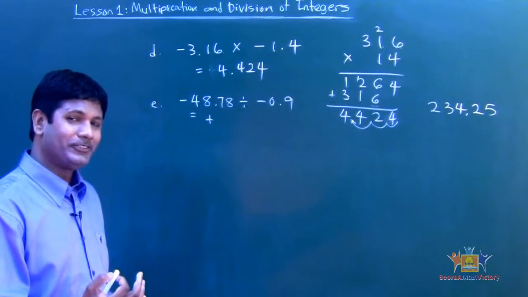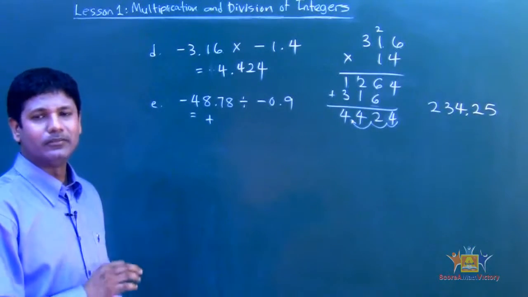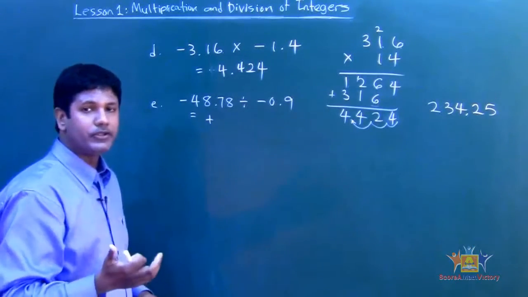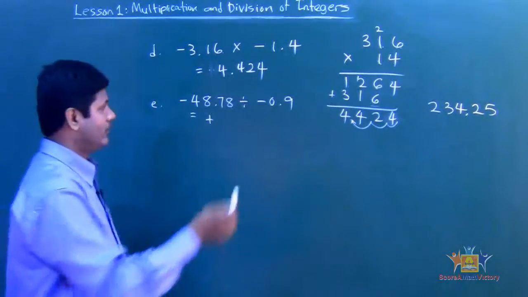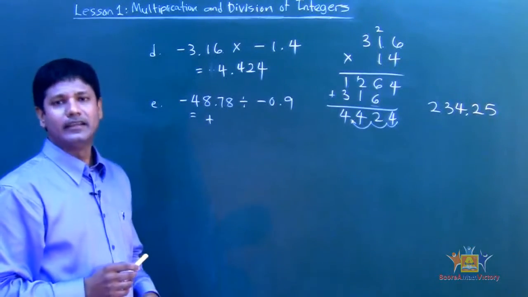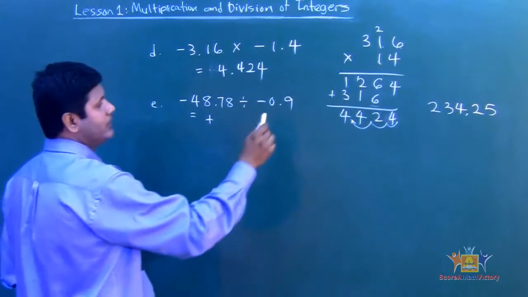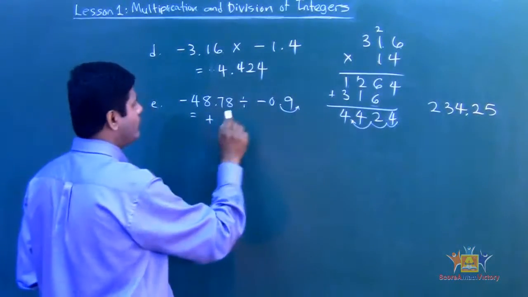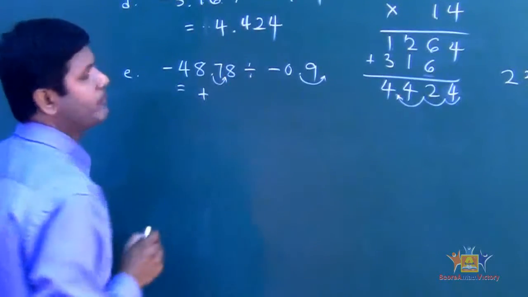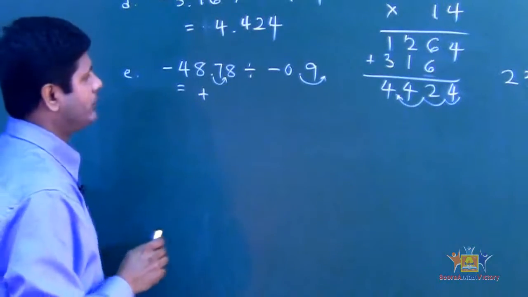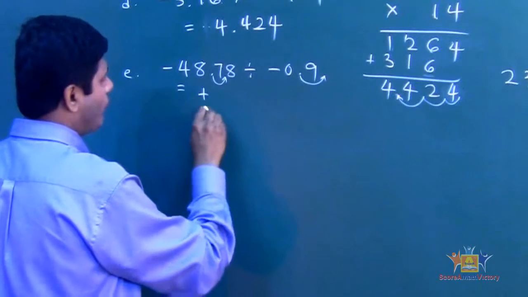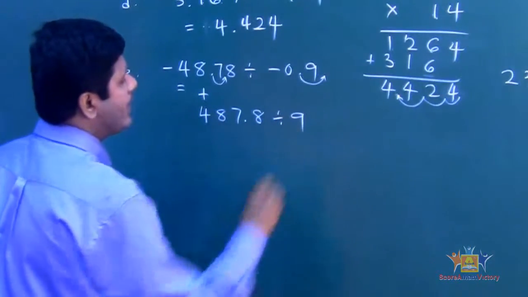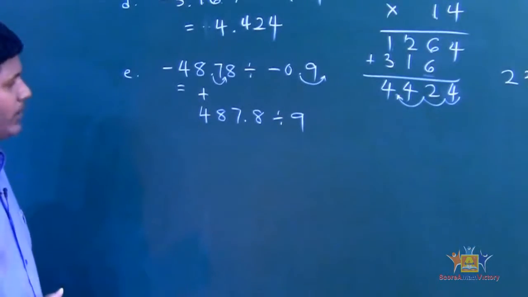What method are we going to use? Forget it. Applying towards the divisor. Okay? Divisor. So we're going to only move once. That means if I move once, this one also moves once. Very important. Okay? Alright. So that means it becomes 487.8 divided by 9. So what method are we going to use?